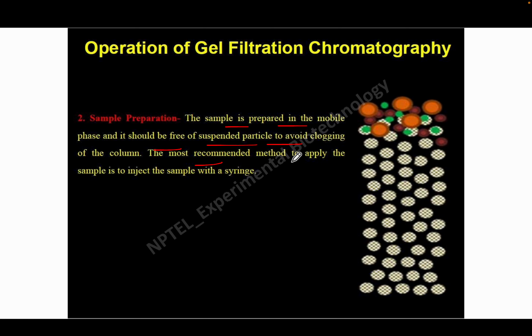So the most recommended method to apply the sample is to inject with a syringe. So you will take a syringe, take your sample, and you have to make sure that inside the upper side of the syringe you do not have any air bubble. You can't introduce any air bubble inside those tubings. So you just tap it, remove all those air bubbles, and only then load your sample with the syringe.